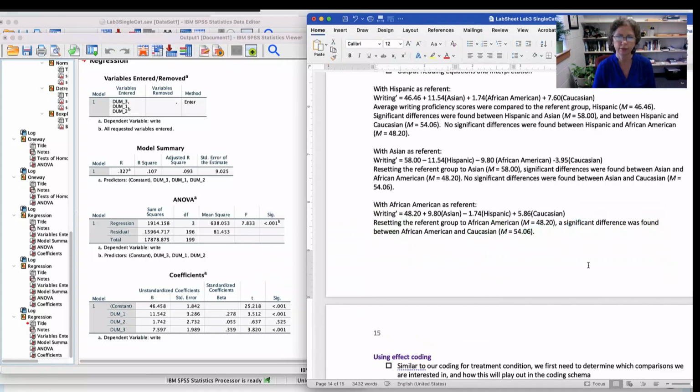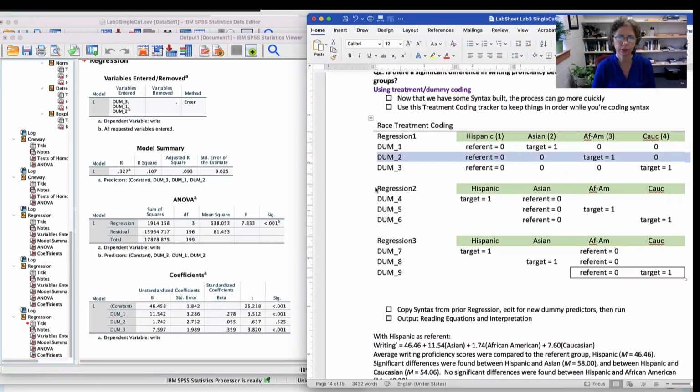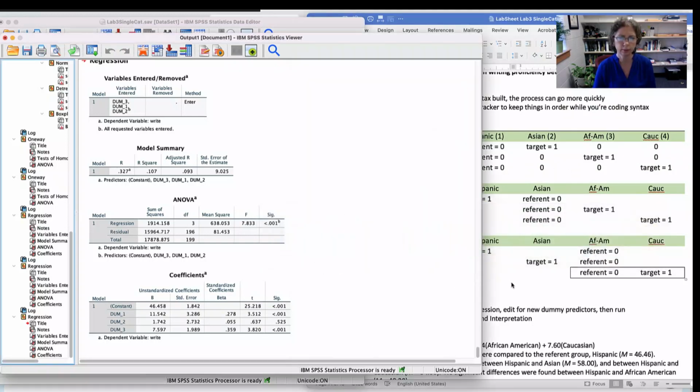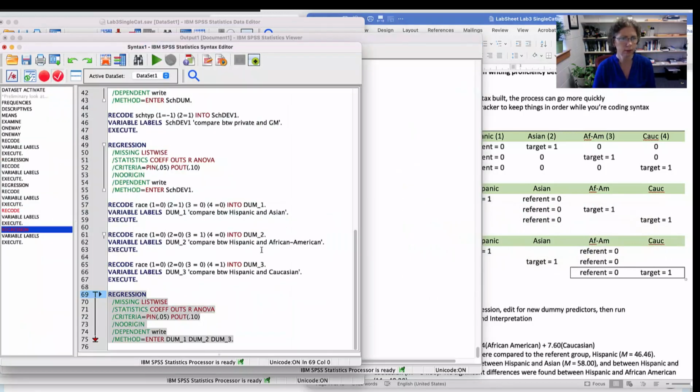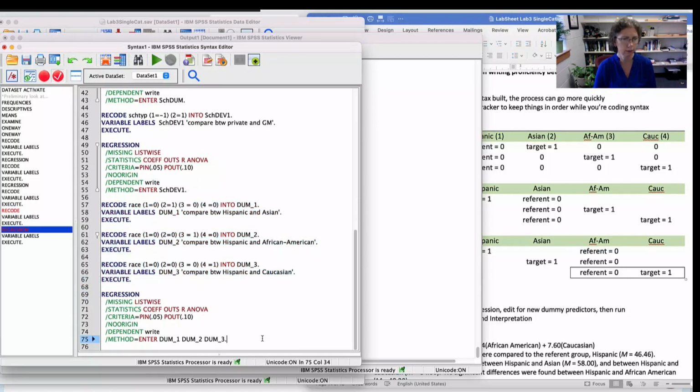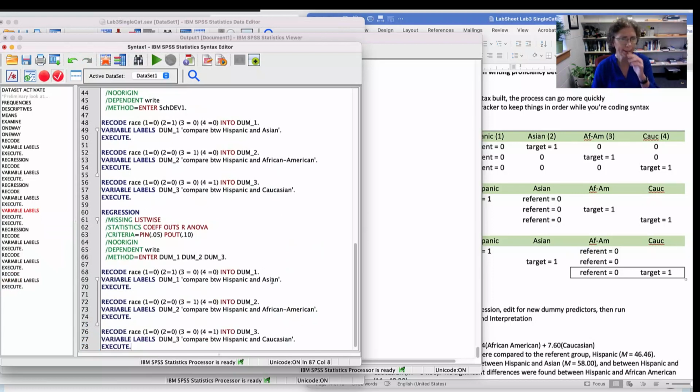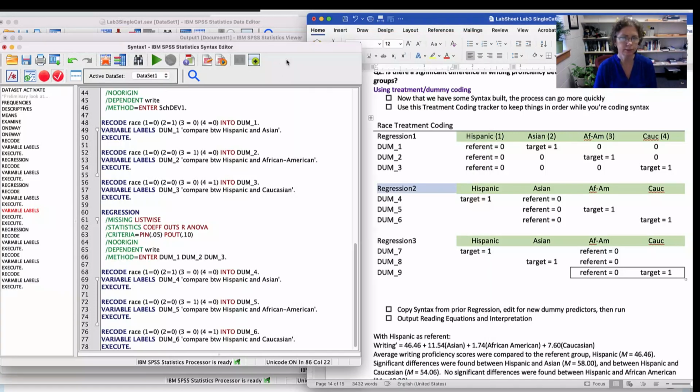If I want to have, for regression 2, Asian as my referent, then really what I'm saying is to do another set of recode, and now I'm going to have DUM4, DUM5, and DUM6. Now what are my comparisons here?